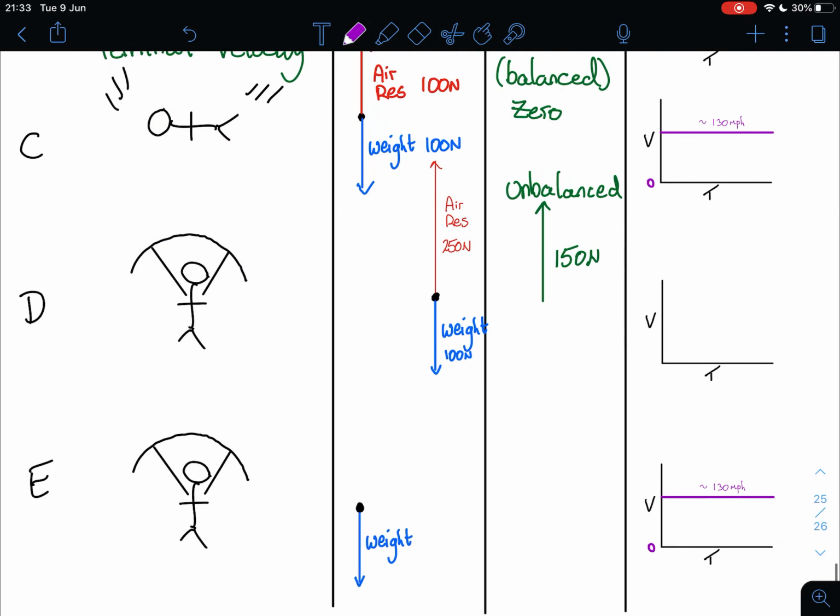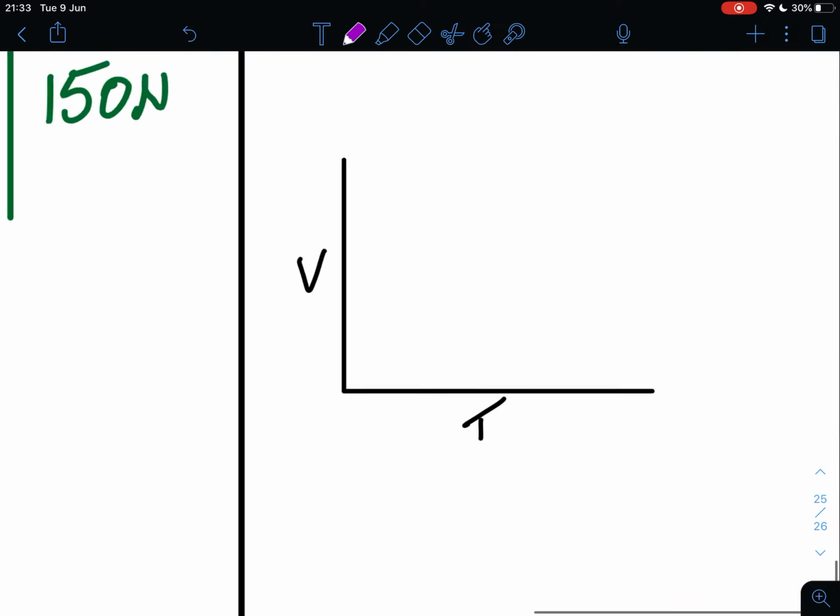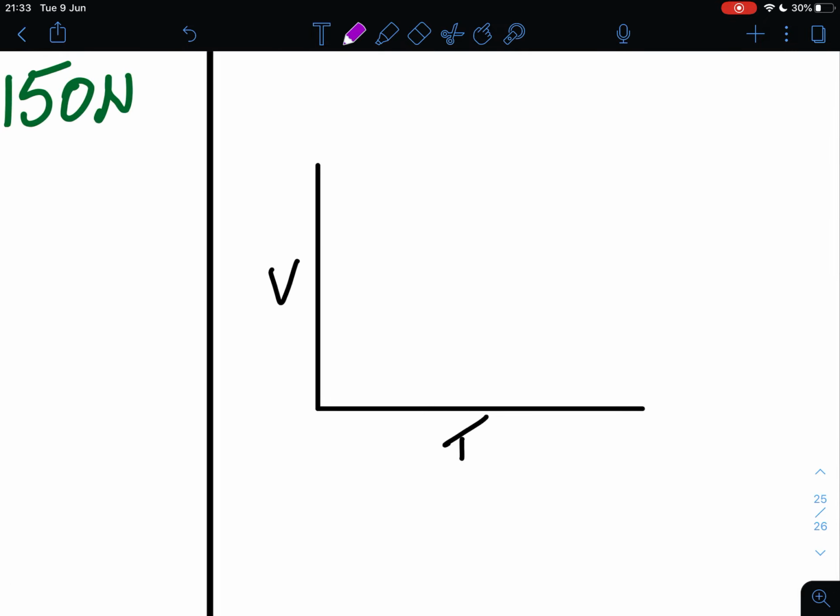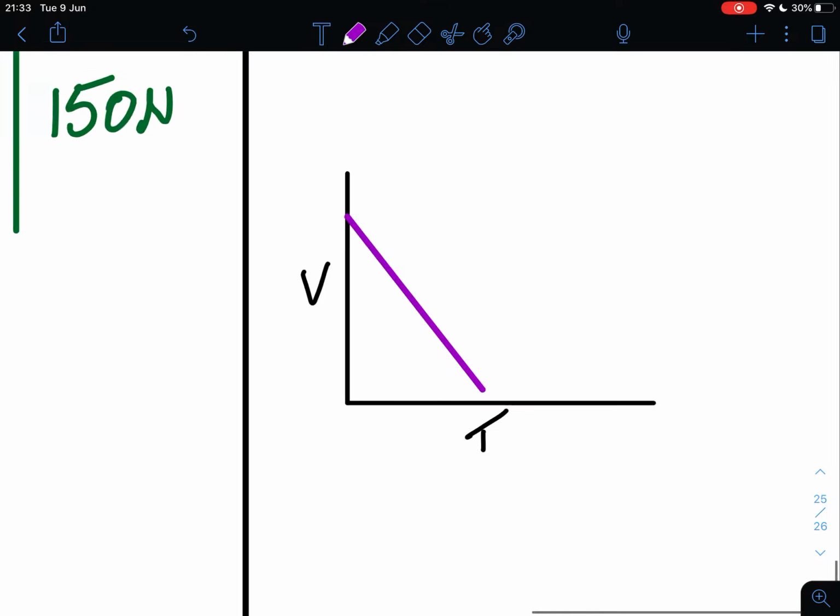So what's going to happen? Well, we're going to decelerate. And deceleration on a velocity time graph is a negative. I was going fast. I'm now working my way downwards. So I'm going to have a negative, like so.